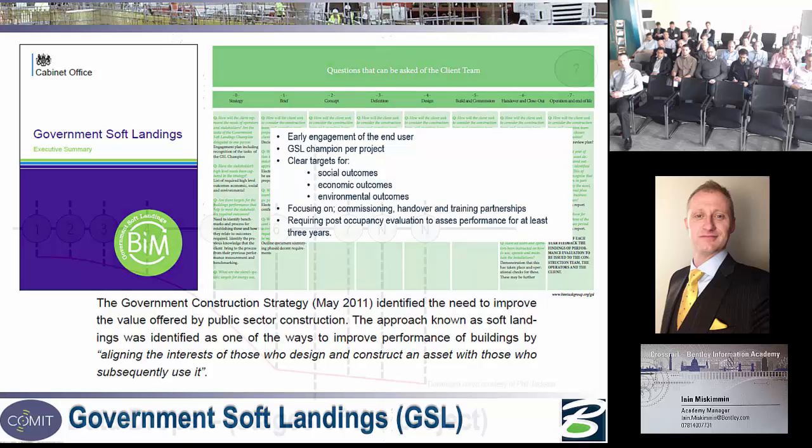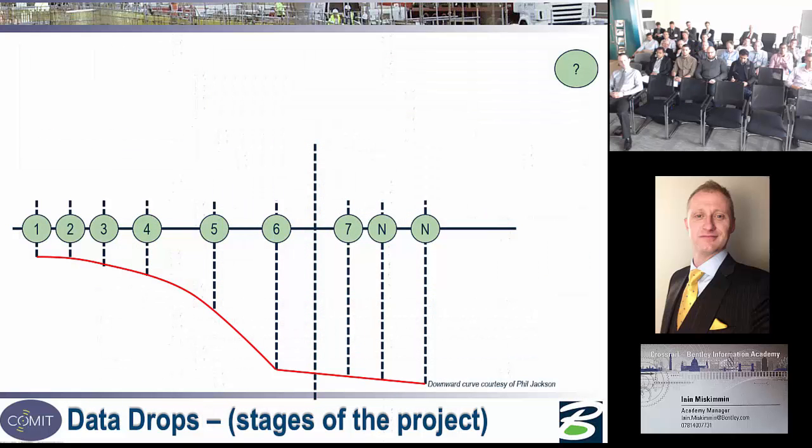So the GSL identified a way, instead of delivering information in a big bang, they wanted it in a steady drip, steady communications backwards and forwards between all the partners within the project. And they identified data drops, which I'm probably sure you've all seen in all the presentations or documentation you've read, green footballs. This diagram here is a diagram courtesy of Phil Jackson.